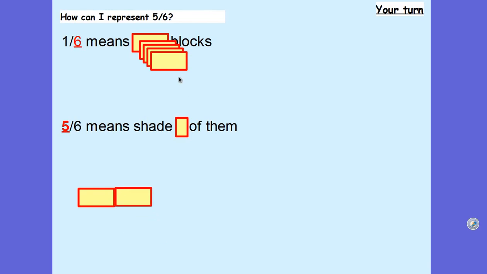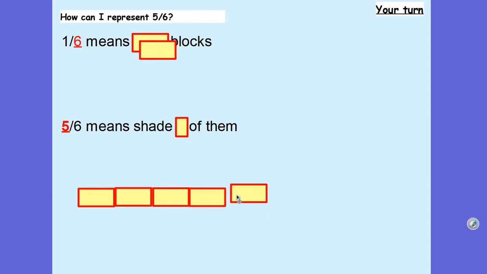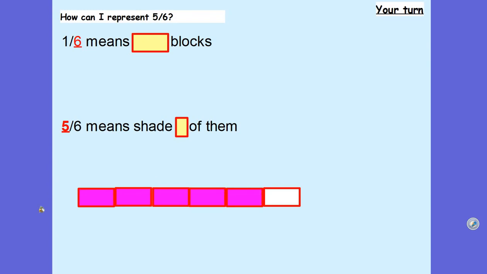Here they are. 1, 2, 3, 4, 5, 6. Notice that although I've changed the numerator to a 5, my total number of blocks is my denominator, which is still 6. So just like with 1/6, I need 6 blocks. However, what's different this time, Ione? Thanks. I need to shade 5 of them this time because I've got a 5 on the top. So if I empty them all first, I want to shade 5 of them. 1, 2, 3, 4, 5. And there's my 5/6.